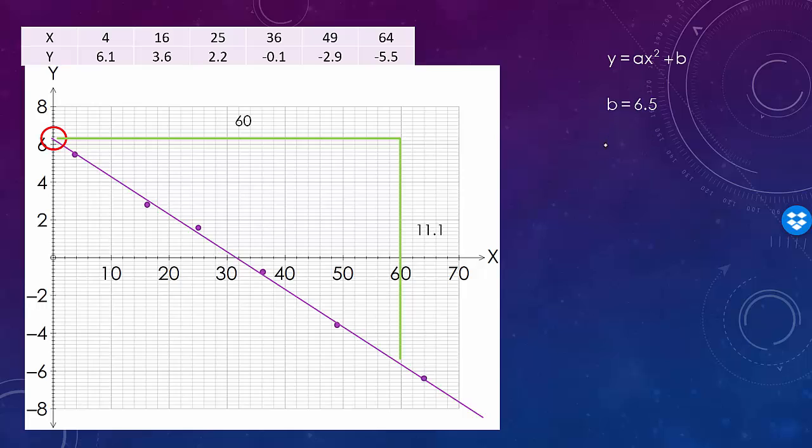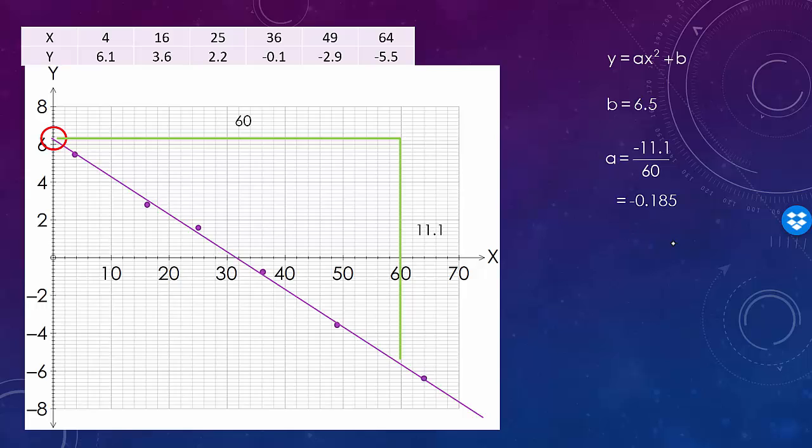And so what do we have? Well, b, I'm going to say, is 6.5. And a is negative 11.1. Remember, this goes down, divided by 60. So a is negative 0.185.